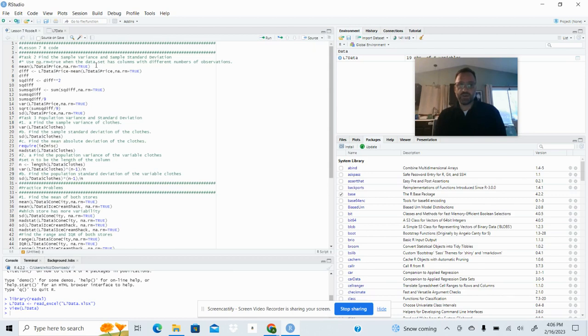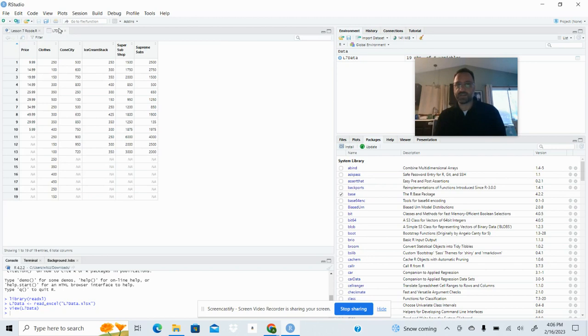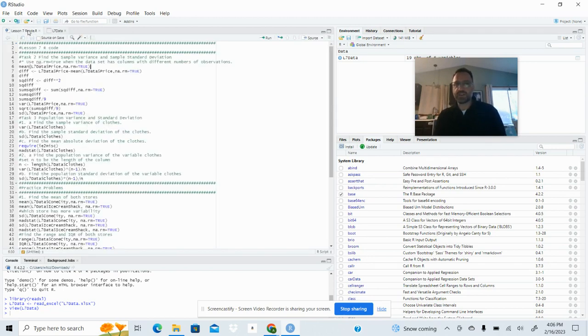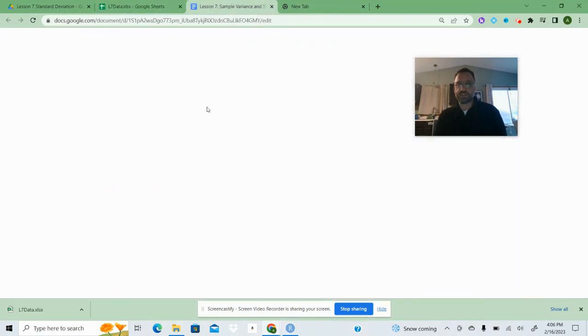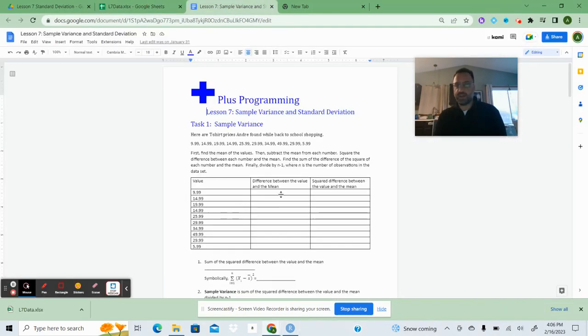So the first thing that you do is find the mean of the price data. So if you look at the L7 data, we're going to have price, clothes, Cone City, Ice Cream Shack. There's a bunch of things we're going to be looking at. So if I found the mean of that, it'd be 23.69. And then what I do is just put that in the whole column. And then I take my 23.69 and then I take each of these numbers and subtract it.